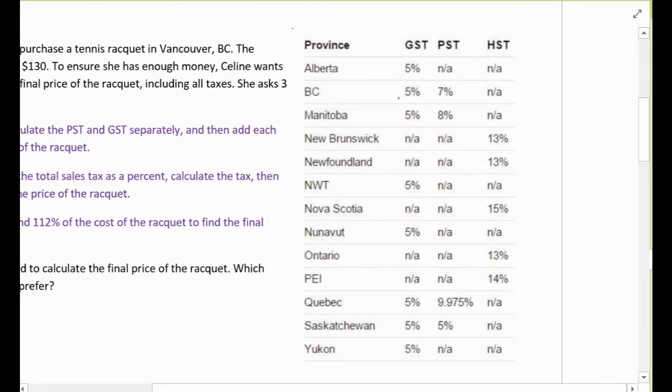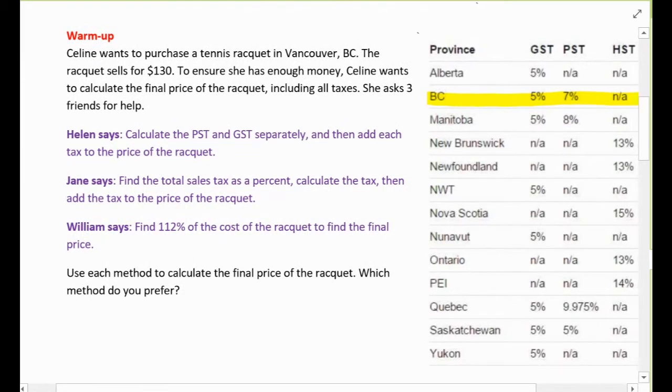so there are different provinces. We're living in BC, so GST 5%, PST 7%. All the provinces have 5% of GST. So when you see NA, not applicable, it means they have HST instead. They just combine GST and PST together. They made it like 13% like this. Okay? Alright, so Celine wants to purchase a tennis racket in Vancouver, BC.